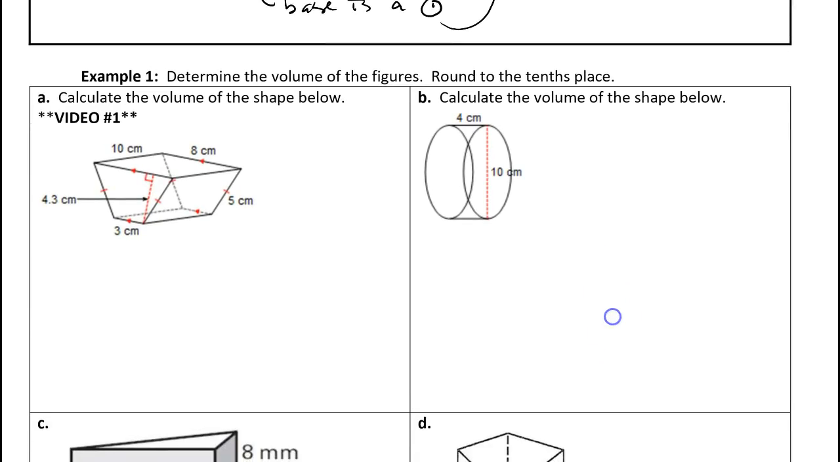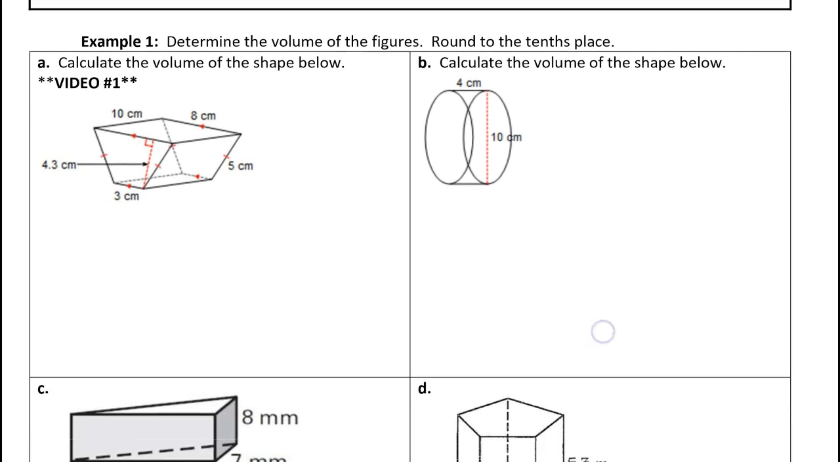Let's move on to these examples. Example 1a, we want to calculate the volume. The first thing you need to figure out is what shape is the base. Here we have the base is a trapezoid. Remember, the bases of a prism have to be parallel and congruent. So these two trapezoids are the only two sides of this prism that are congruent and parallel.